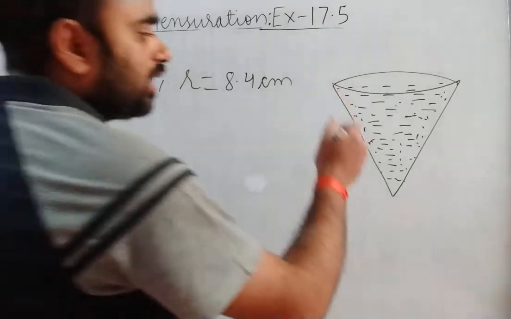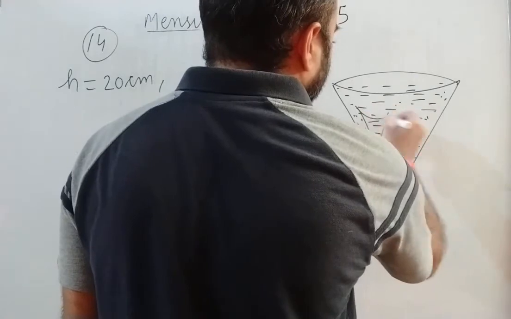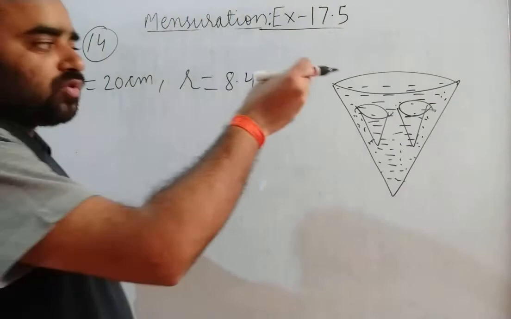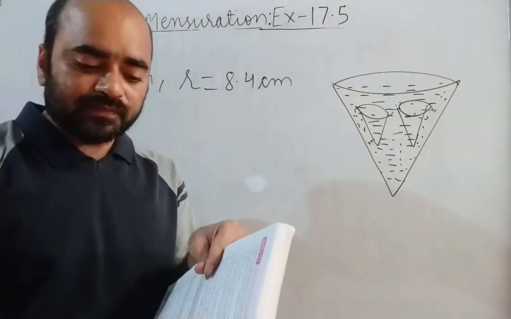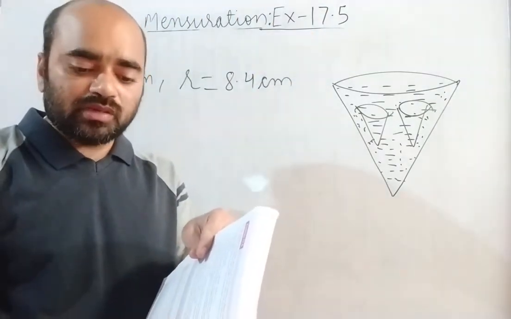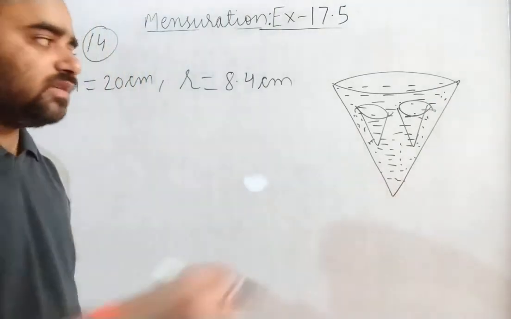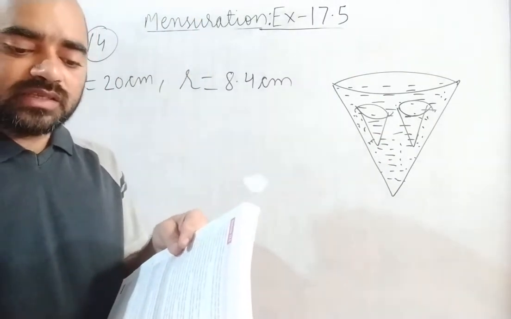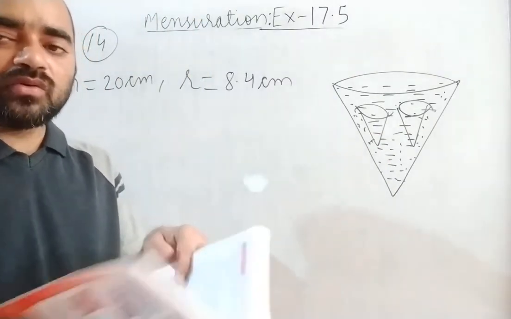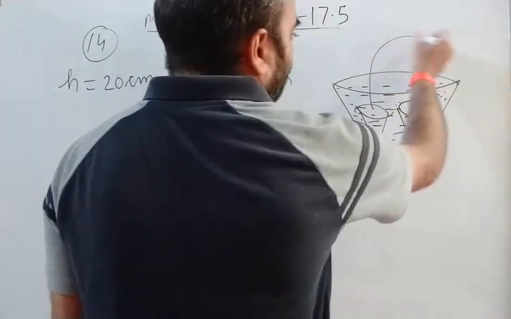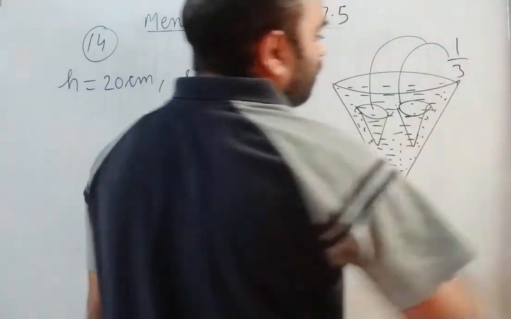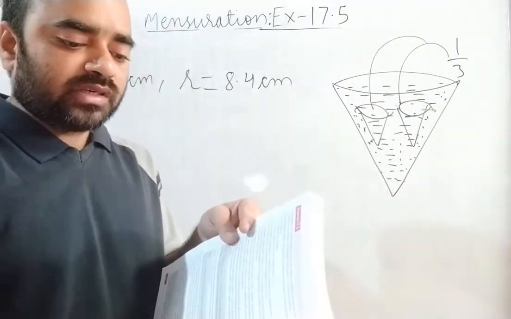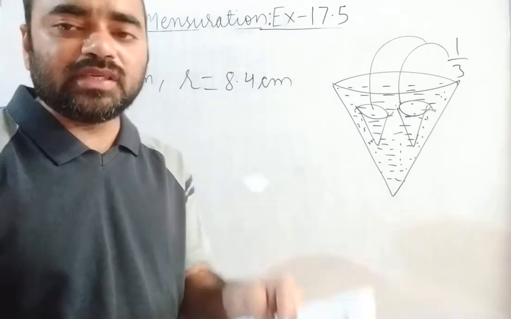It means now two equal solid cones. Suppose these are the two equal solid cones. They are dropped into the vessel, that is the inverted cone, and they are fully submerged, completely submerged. As a result, 1/3 of the water in the original cone overflows. What is the volume of each of the solid cones submerged?